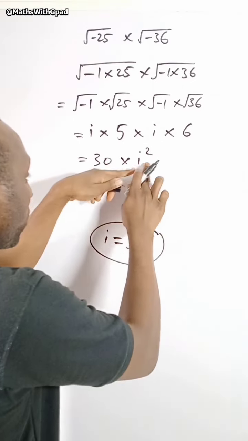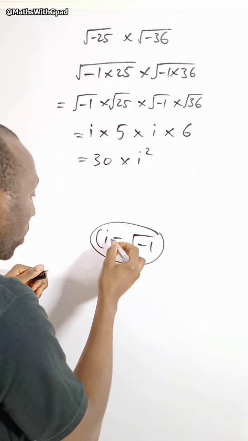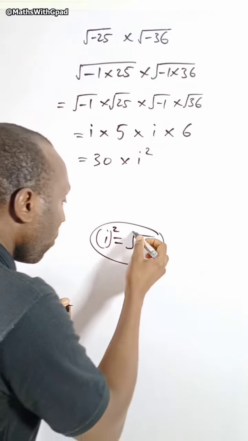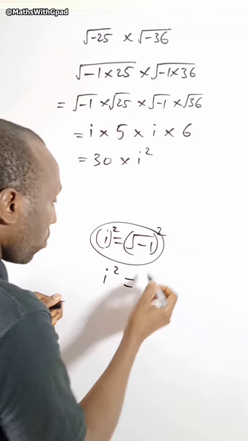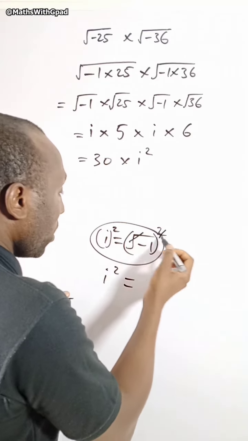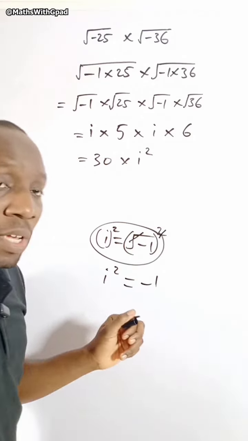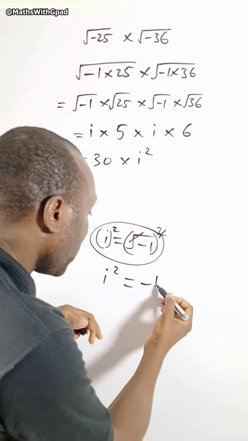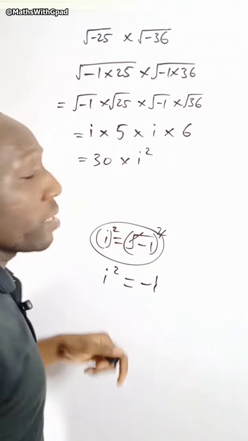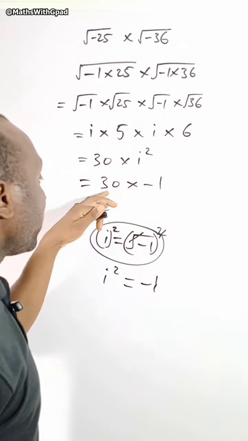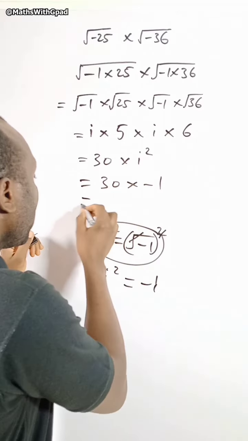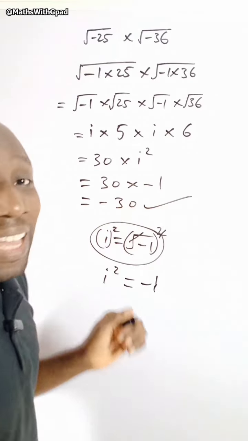Now, if you square this one, you get i squared, but you also have to square the square root. So this i squared is now equal to, the square will cancel the square root, giving you what? Negative 1. So i squared is equal to negative 1. I'm going to replace i squared with negative 1. And 30 times negative 1 is what? Negative 30. So this is the correct answer and not 30.